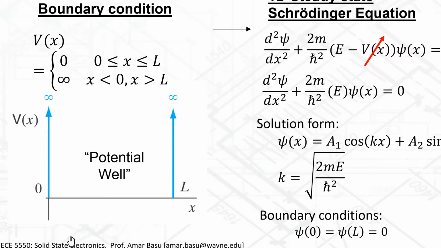Okay, so that's why I want to specify this specific detail here. Okay, it's 0 here, but once you get beyond this, then it's infinite. So at x equals 0, the potential is 0, and at x equals L, the potential is 0. Once you go beyond that, then the potential is infinite.